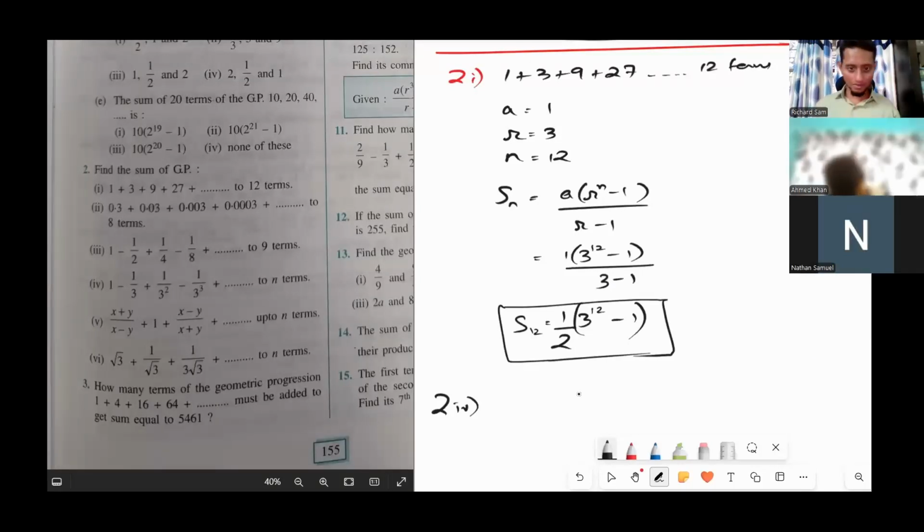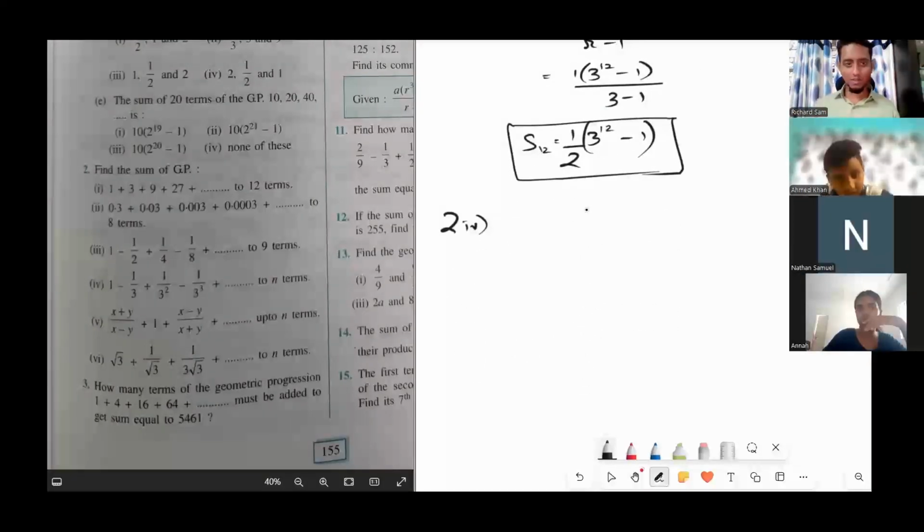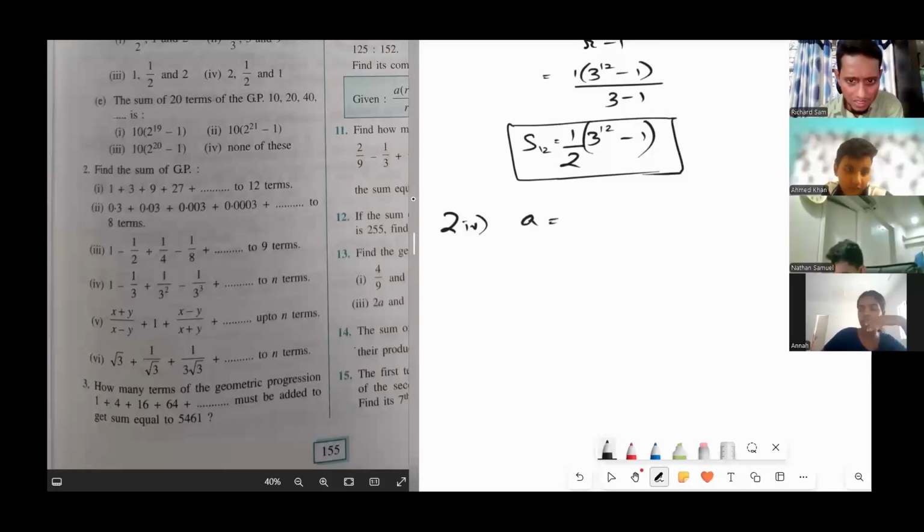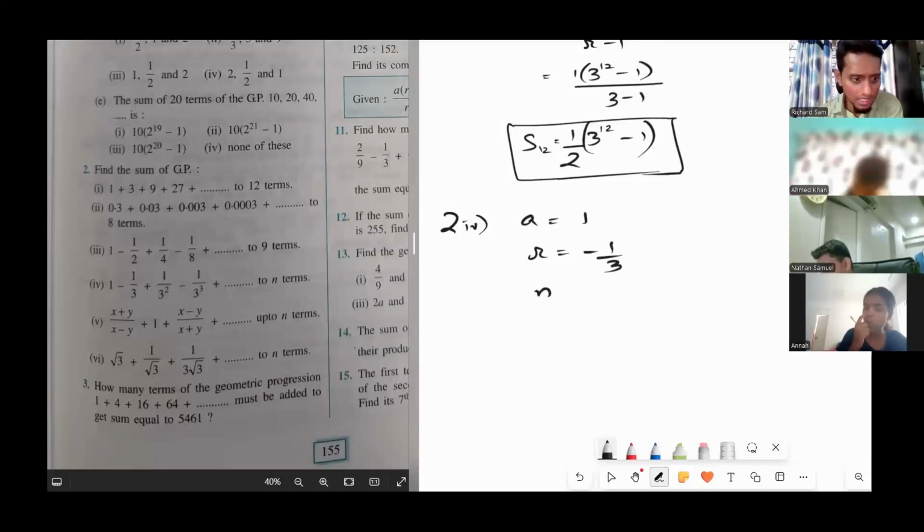Take that minus. What, Amit? To find R, we have to take minus 1 upon 3 divided by 1, which is minus 1 upon 3 only. So R is minus 1 upon 3, and N, what are they asking? N terms. We don't have any value for N, so we leave it as N itself.